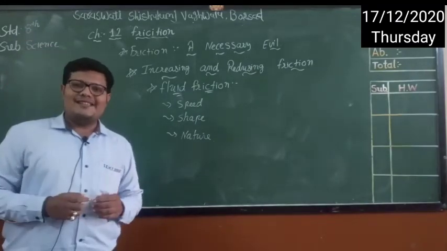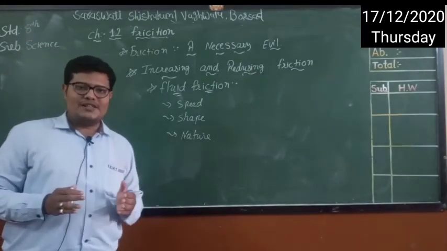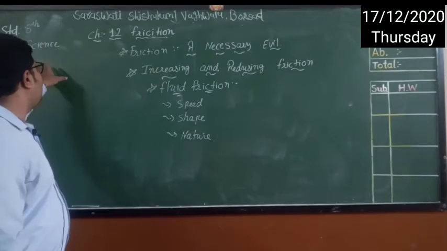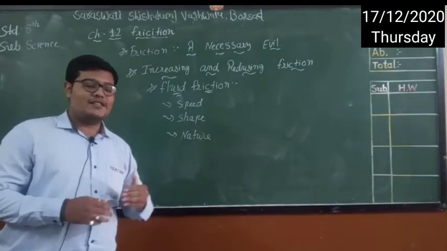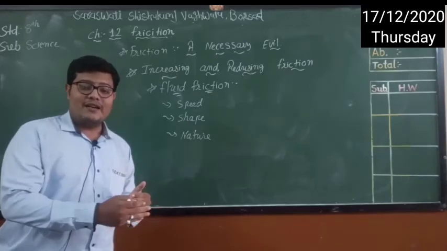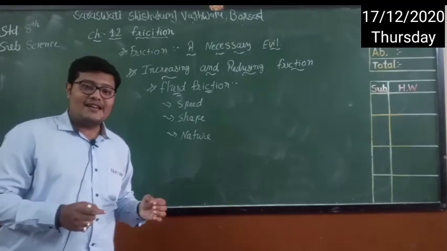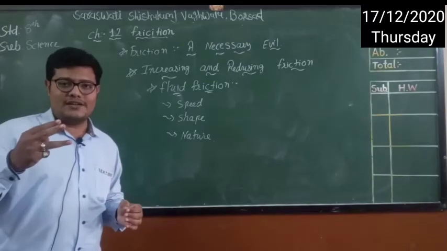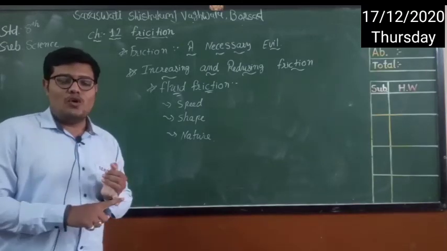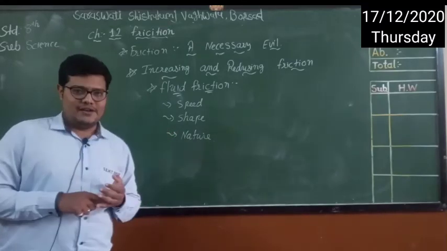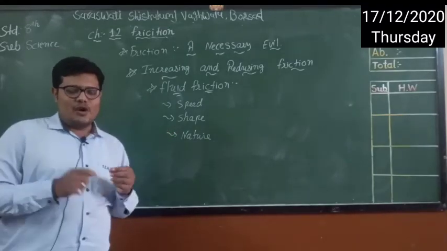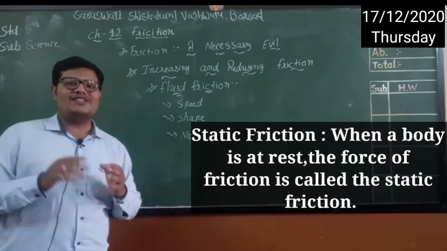So I hope you understand today's topic, all the topics which I discussed, from chapter number 12, friction: how we can reduce friction, how we can increase friction, advantages, disadvantages, and the three most important frictions that we have studied, that is rolling friction, sliding friction, and fluid friction. One more friction which is not given in detail in your textbook is static friction.